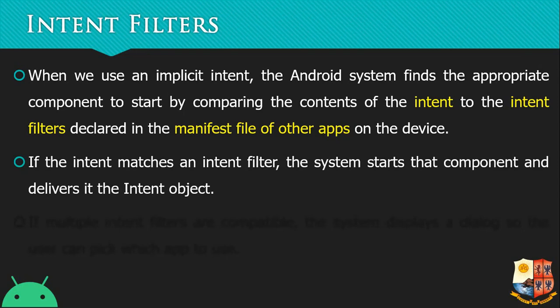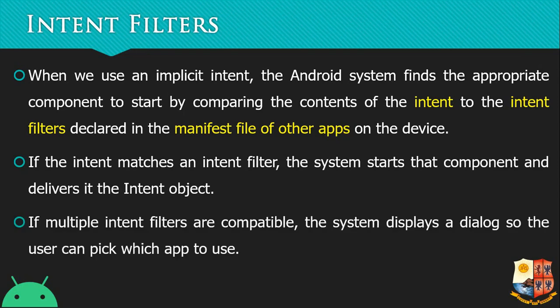Okay, and when I do that, if multiple intent filters are compatible, okay, the first statement what you see here, it just tells that if it matches one intent filter, if only one app has this particular filter, I'll open that component and deliver that intent object. Very simple. But if there are multiple intent filters, what should I do? The system will display a dialog asking the user to pick which app to use.